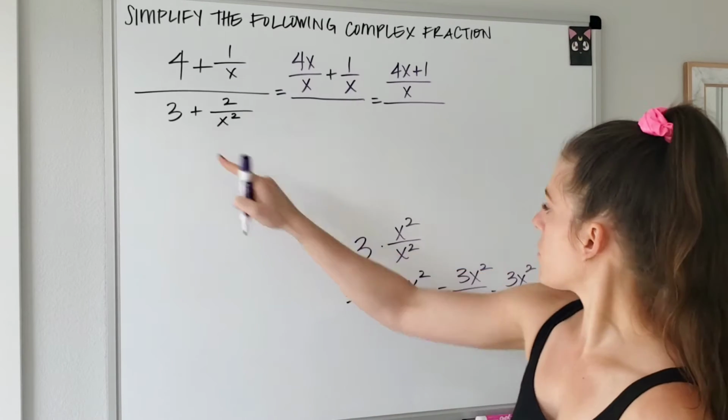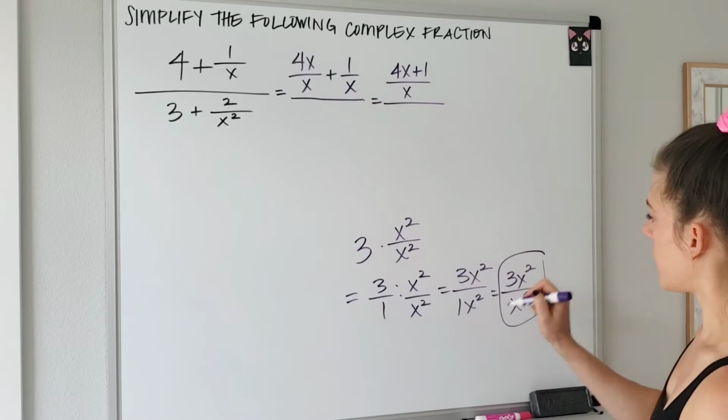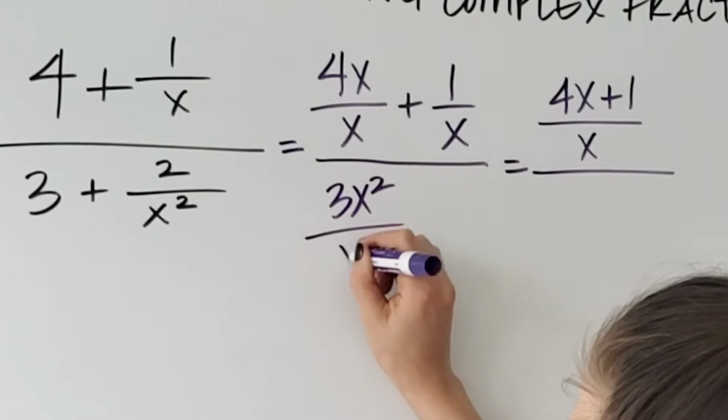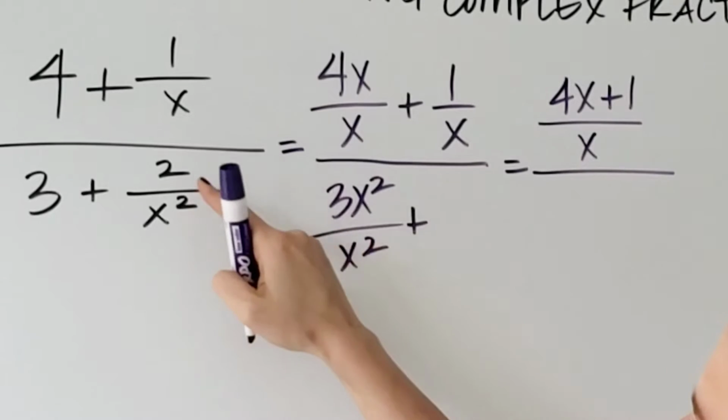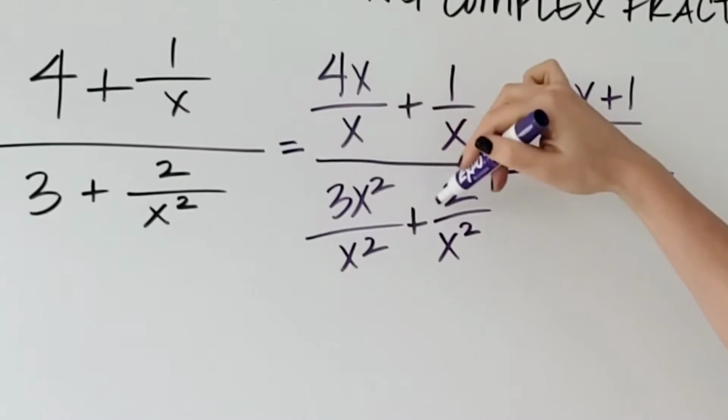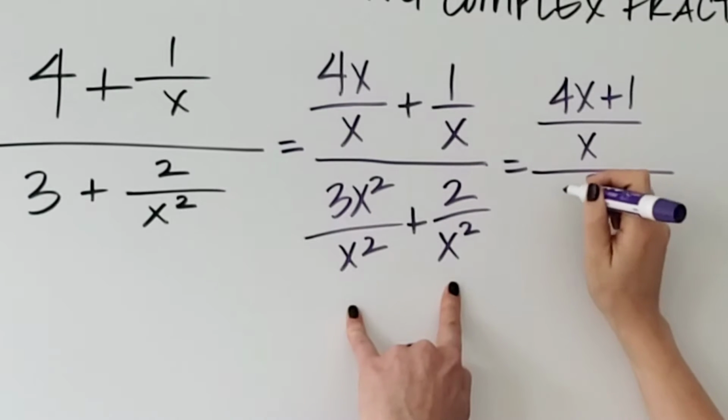So this 3 is the same thing as right here. 3x squared over x squared plus 2 over x squared. Same thing, 3x squared plus 2 over the same denominator.